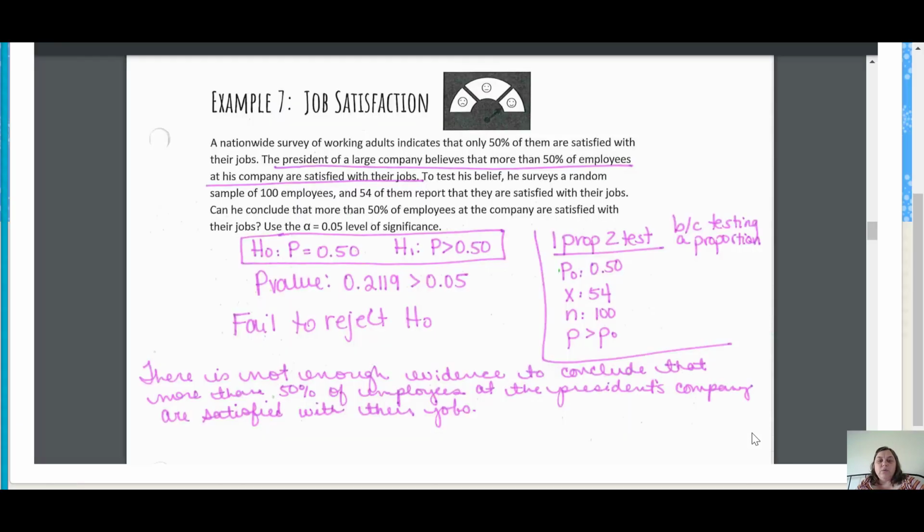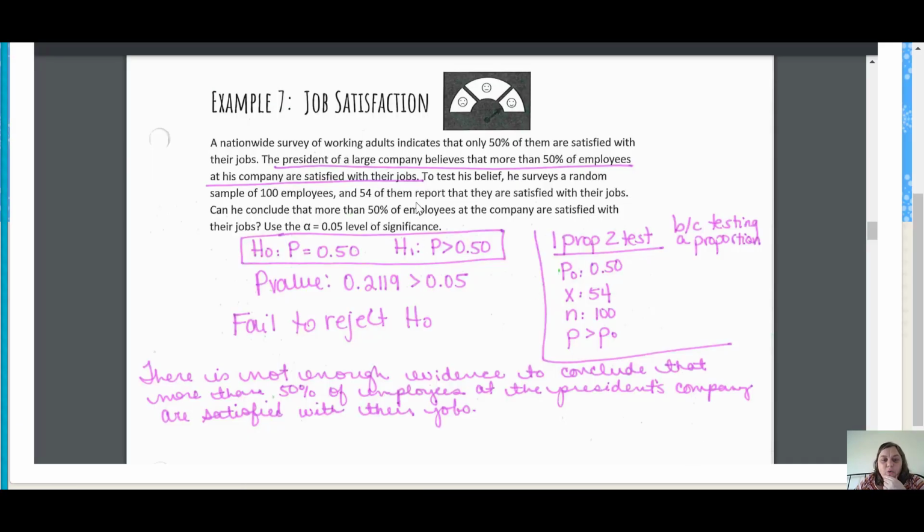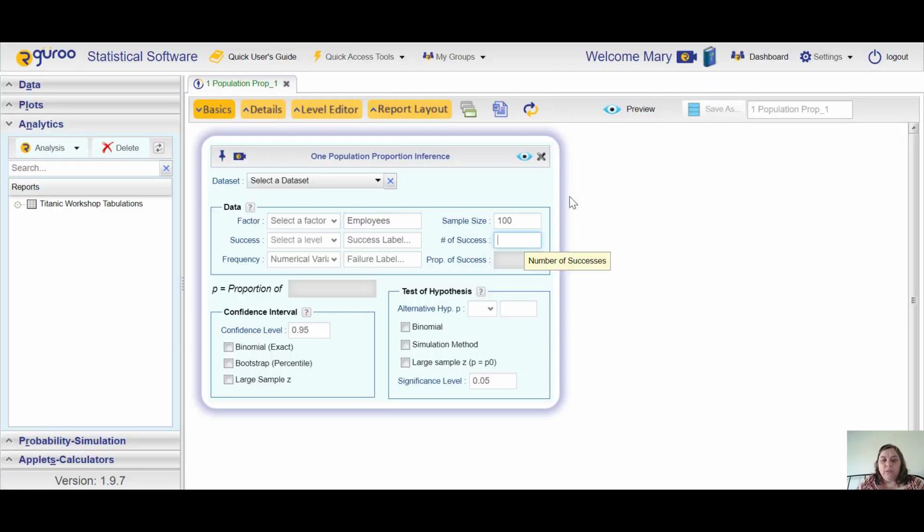Our sample size was 100 employees. So you not only type in 100 for the sample size, you need to label it. So 100 employees, a success. It says 54 of them report that they are satisfied with their jobs. So next to number of successes, I'm going to say 54 are satisfied with job. And that means our failure is that they are not satisfied with job. You don't have to put in the failure unless you want to.